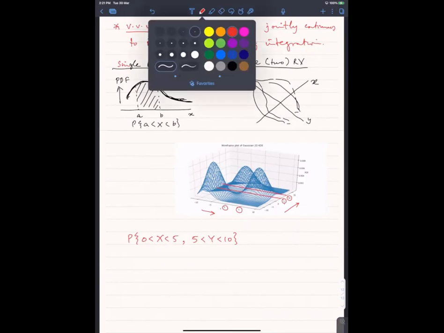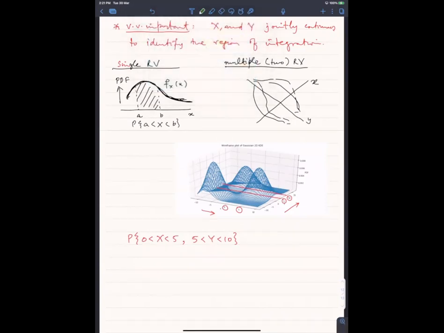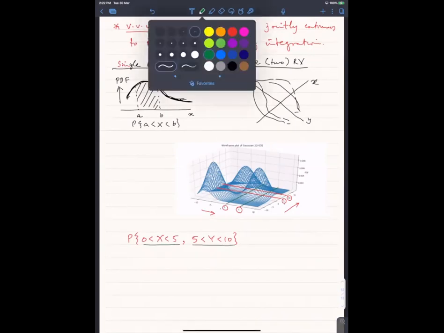Okay. And then we have x is 0 along this line and x is 5 along this line. Okay? So I am talking about a region where x is between 0 and 5 and y is between 5 and 10, which means that I'm really talking about this region. So I'm going to use this color here.